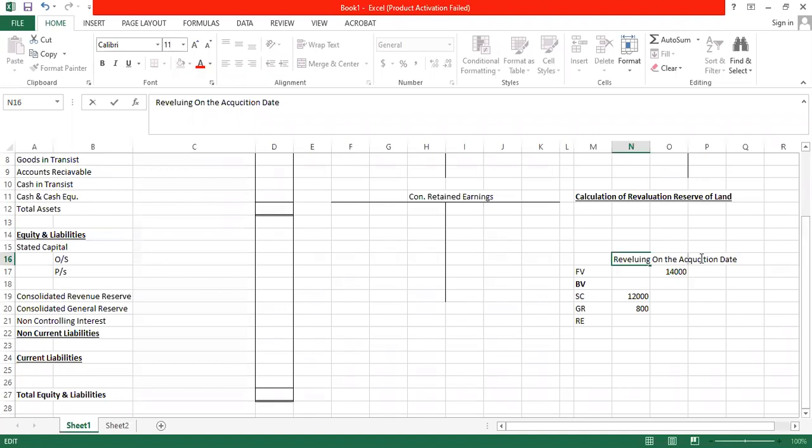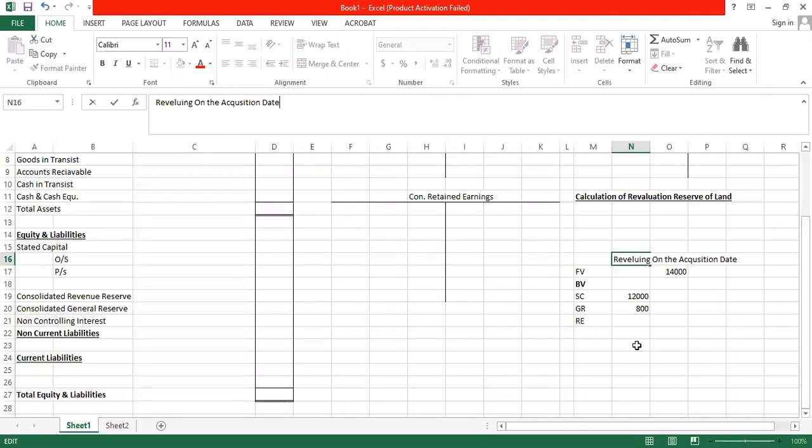Therefore, we have to get the book values as at the acquisition date, not as at the balance sheet date given. Because the two dates are different, no? They acquired on 1st April 2015, but the balance sheet given is on 31st March 2016. So mind that when revaluing, they are revaluing their assets on the acquisition date, not the balance sheet date.